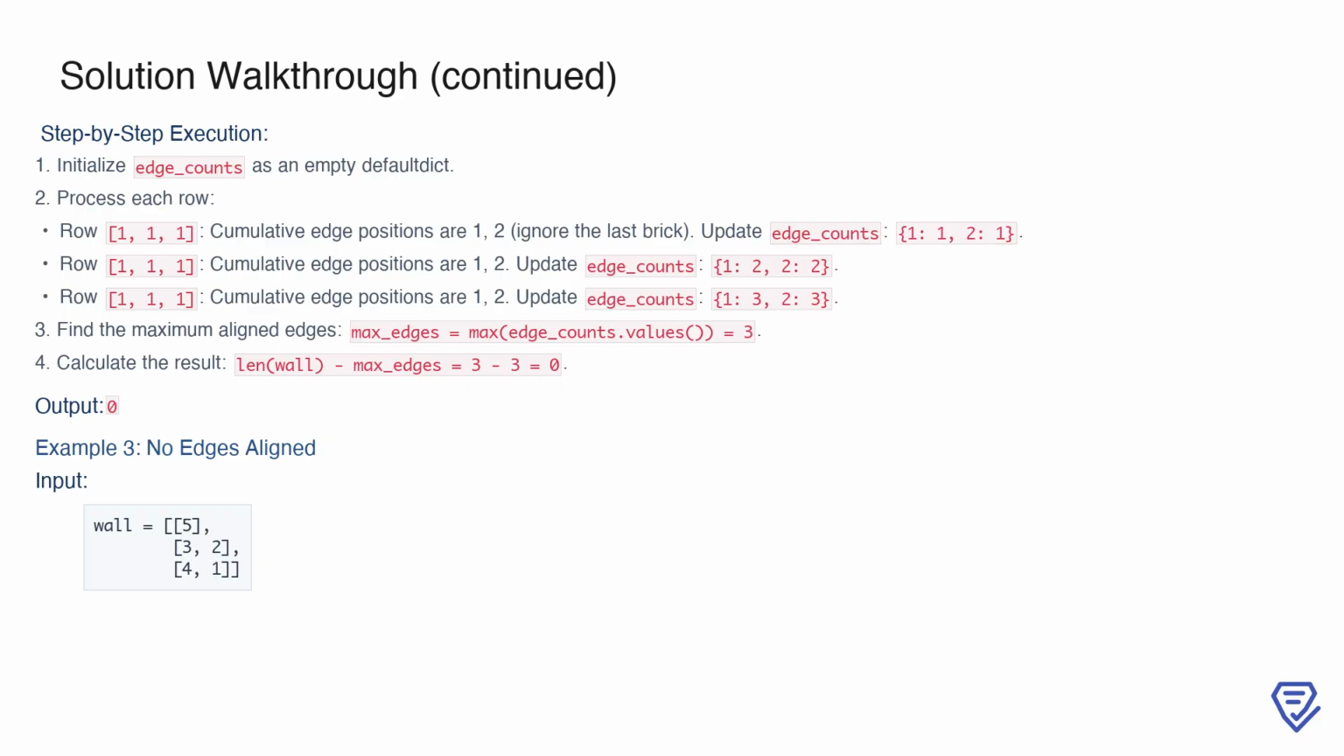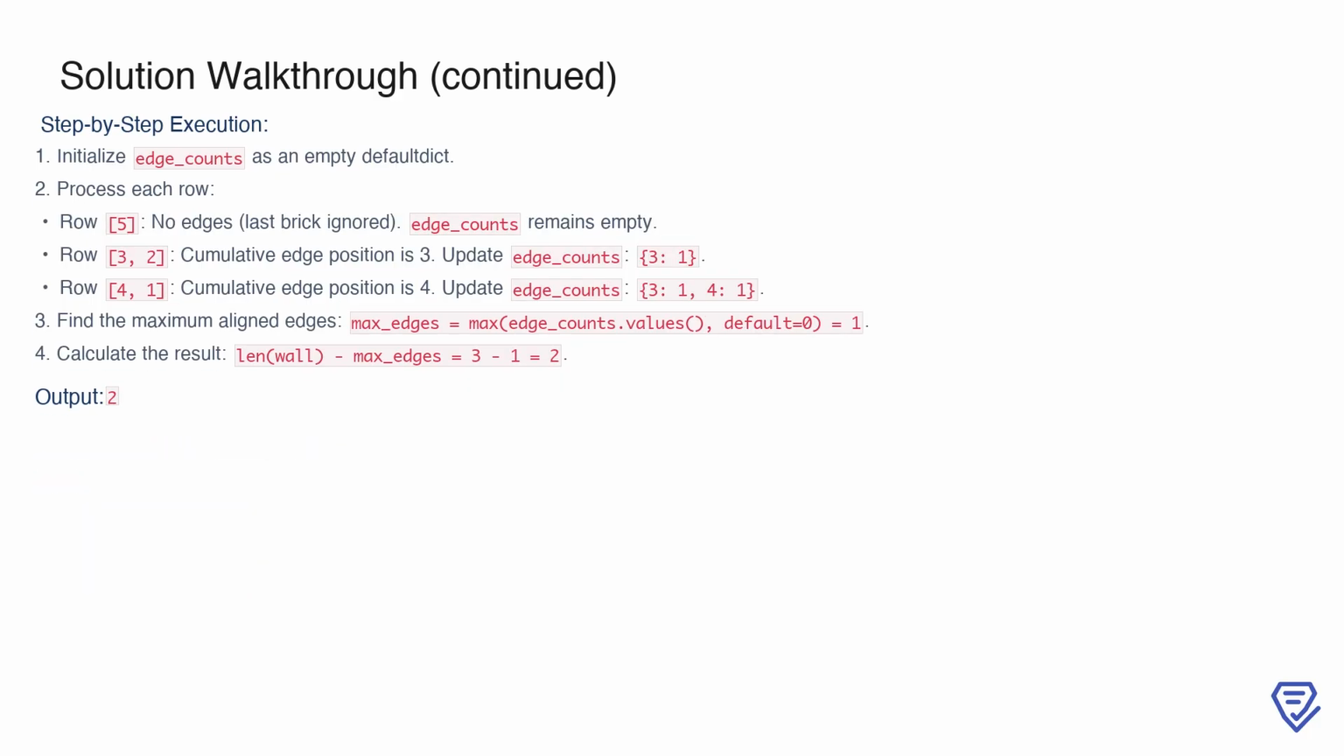By the end, the maximum count of aligned edges is 3, equal to the total number of rows. Subtracting this from the total rows gives a result of 0. This makes sense because the vertical line can pass through perfectly aligned edges and avoid crossing any bricks. This example illustrates the optimal scenario where no bricks are crossed.